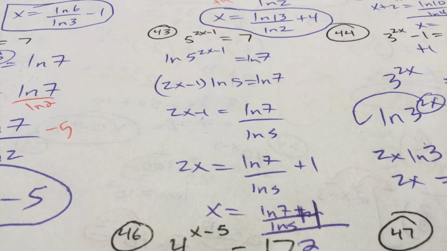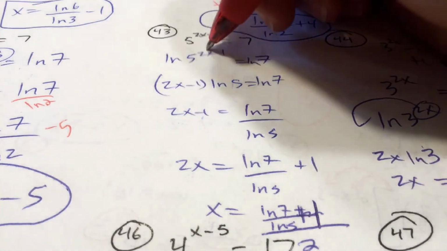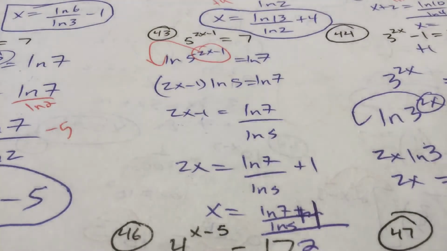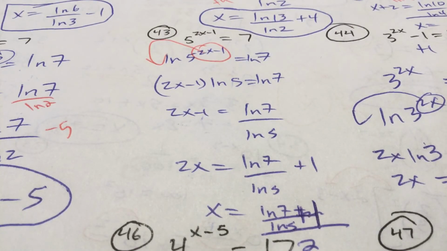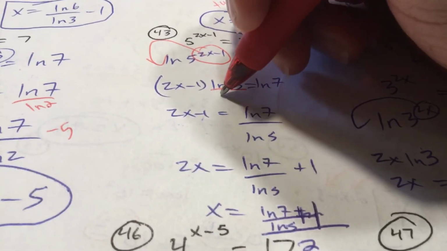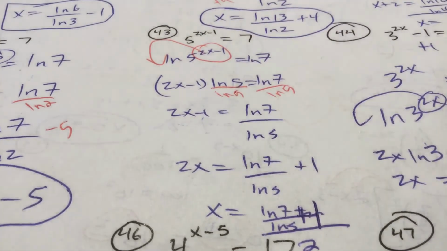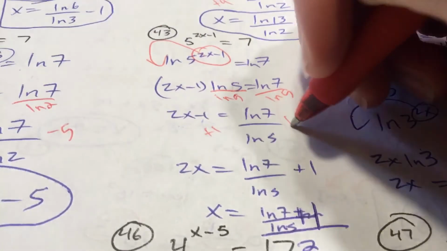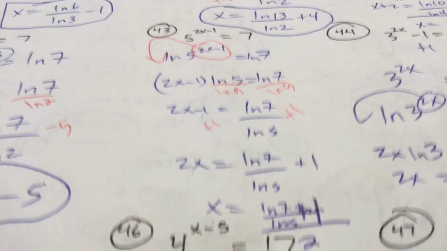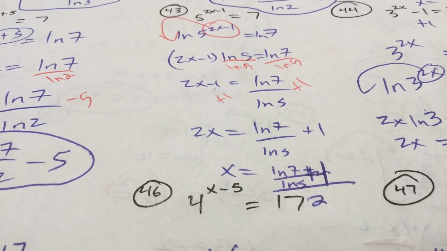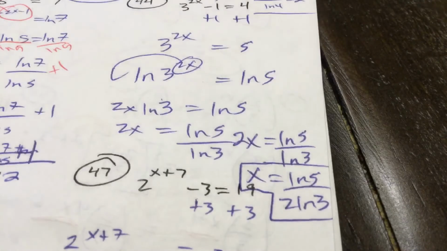43. Attach natural log to both sides. Bring down this exponent. All right. Divide both sides by natural log 5. I think you guys get the point here. Holy cow, then I gotta add 1 to both sides. One step at a time. Then I'm gonna divide everything by 2. I know it looks weird, but that is it. Maybe there's a different way to write it. You can write natural log 7 divided by 2 natural log 5 plus a half. That's fine as well. That is good for now.